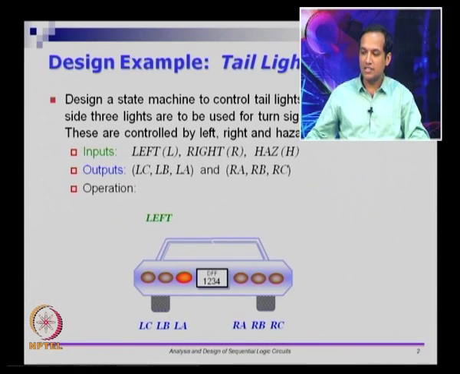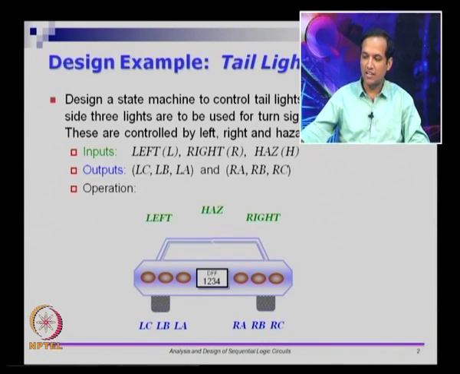If I press left, then what I want is this: I want to start from the leftmost bulb, then turn on this one, then turn on this one, and come back and turn off all of them. This is what I want for left. For the right, similarly, I want to start from here, then turn on this one, and then come back, and keep doing this over and over. Let us say that is what I want.